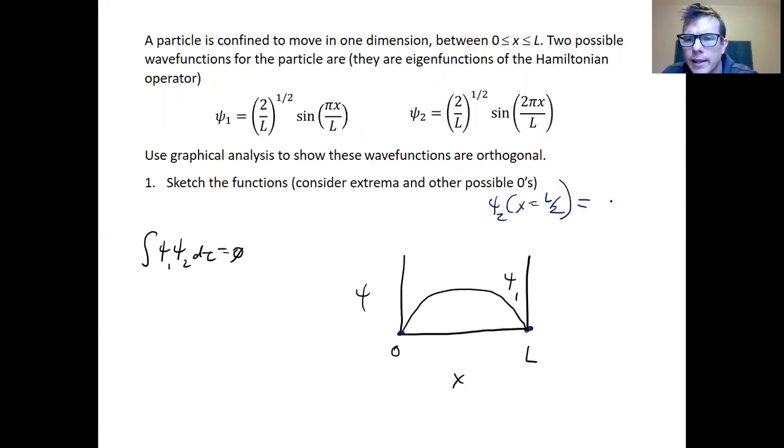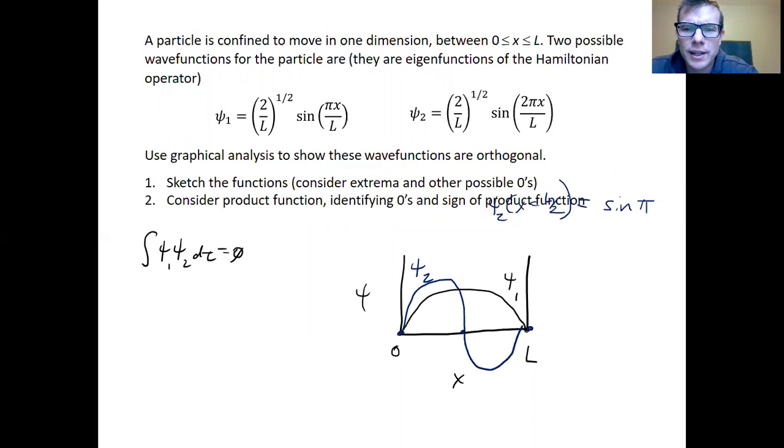What you are going to get at the end of the day is a sine of pi. That is also 0. So right in the middle of the box, it goes to 0. In between all these spaces, I get a sine function. So it's going to look like this. That is psi 2. So I have now sketched my two functions.